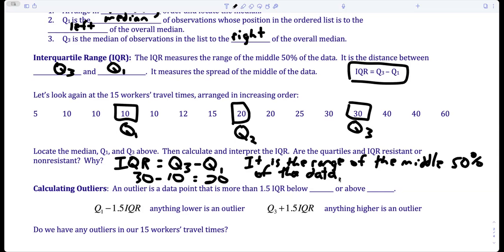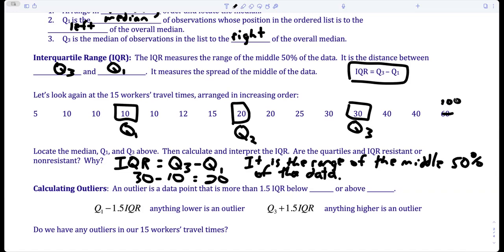Okay. Put some numbers in. Let's say I change this to 100. Does the IQR change? No, it does not. Therefore, the IQR is resistant because it is not sensitive to extreme observations.